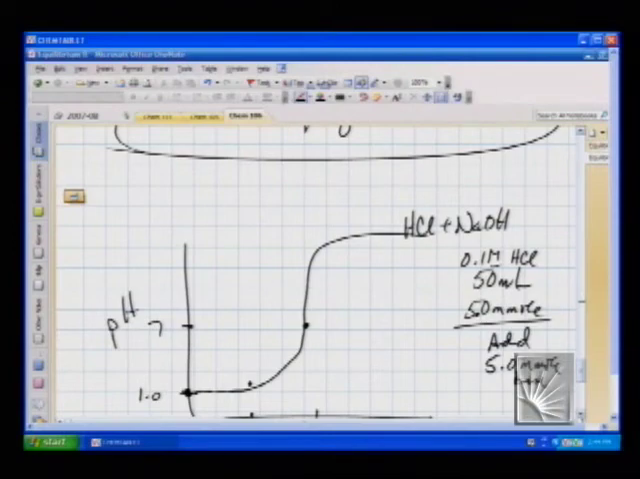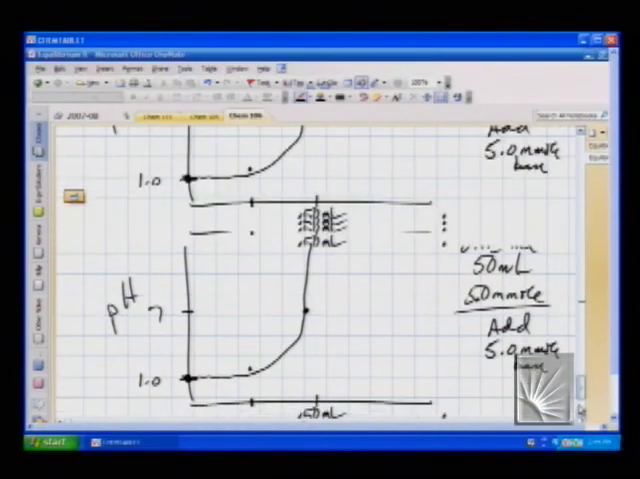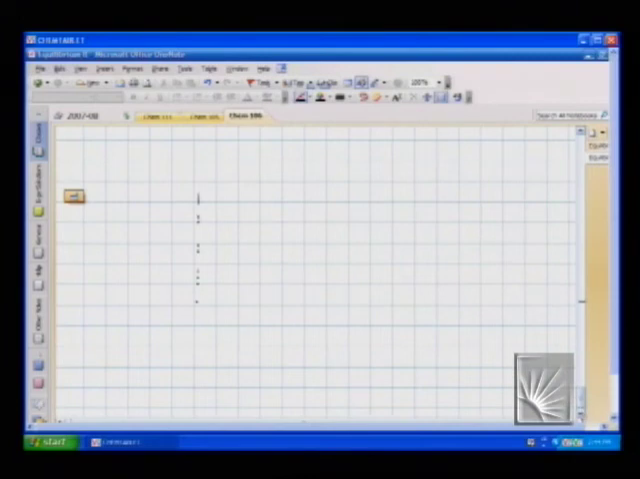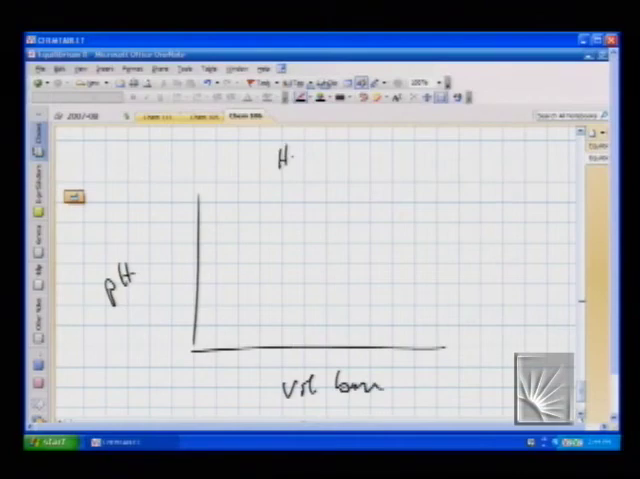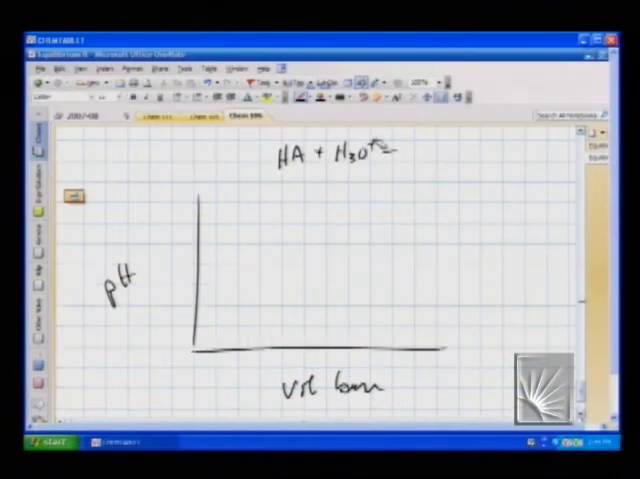Do the same thing now, pH, volume of base, except this time, and I'll tell you right now that this is much more confusing.